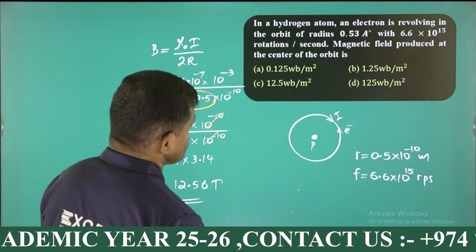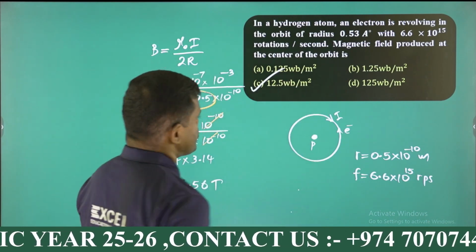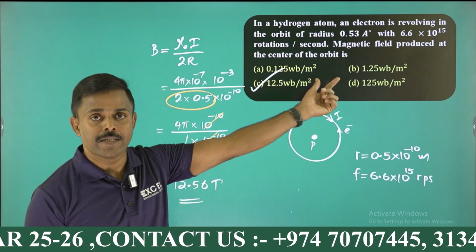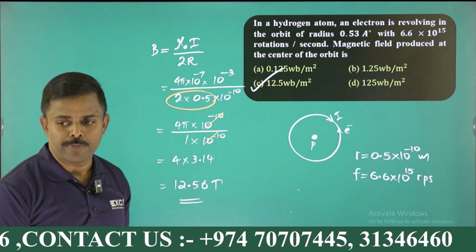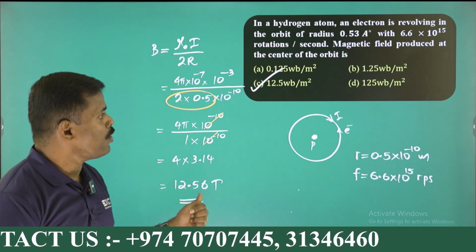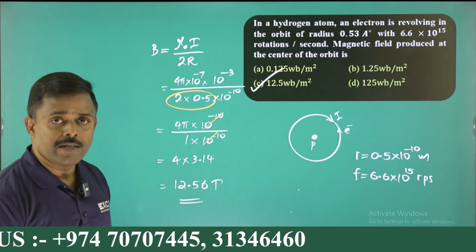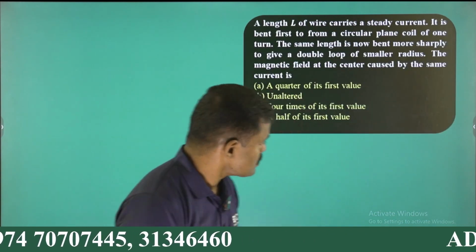Let's check the options. 12.5 Weber per meter square. Weber per meter square is another name for Tesla. Alright, the unit of magnetic field intensity is Tesla or Weber per meter square. Okay, so let's move to the next one now.